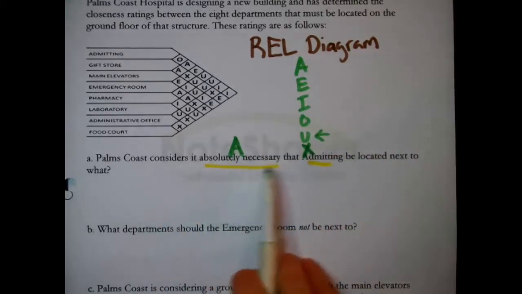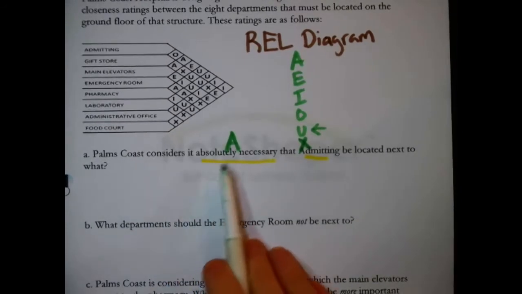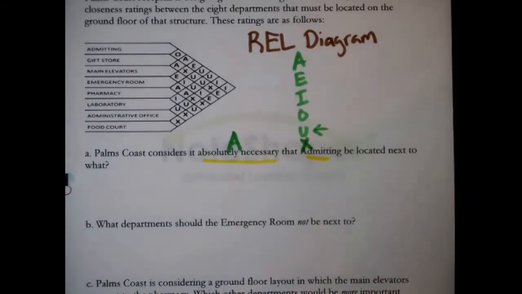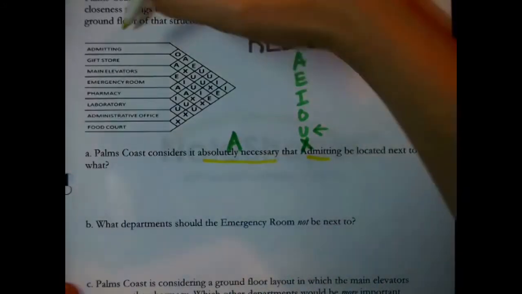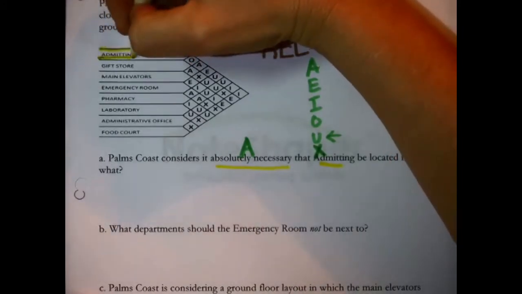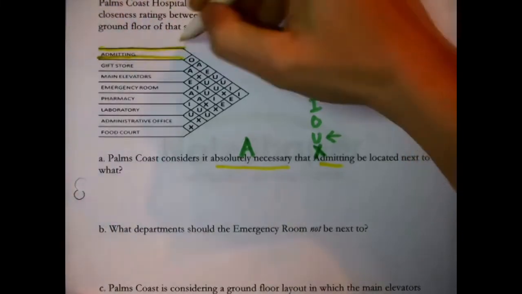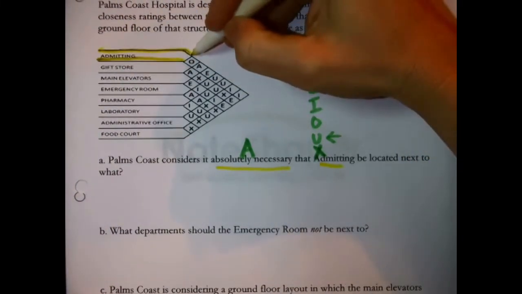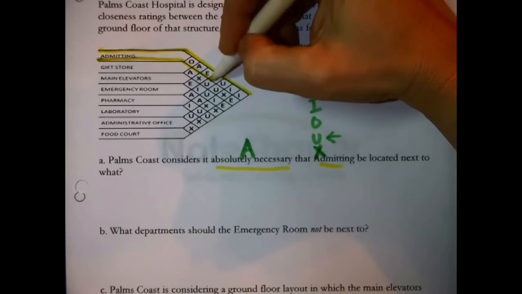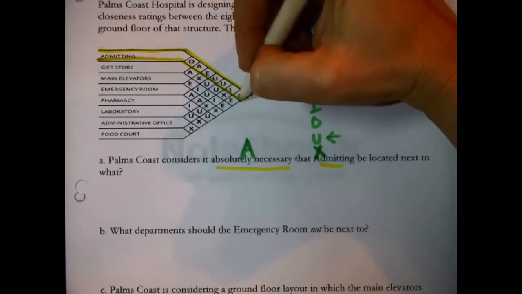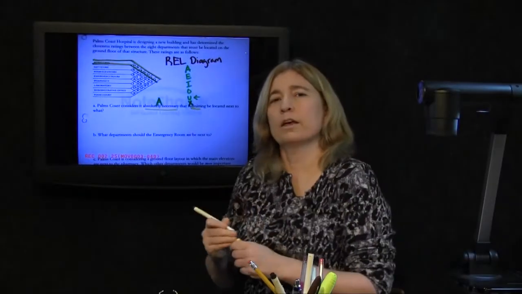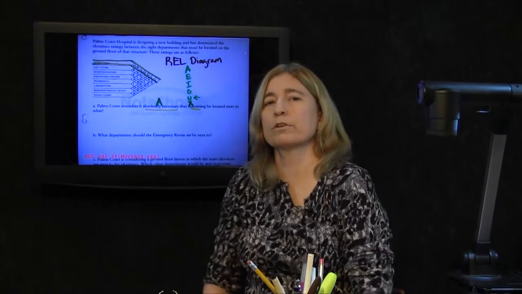I'm trying to translate this question. Palms Coast considers, where are the A's, that admitting be located next to who? Now where's admitting? Admitting's up here. Who is it that is awarded an A rating with admitting? On this REL diagram, what I'm doing is tracing all of the scores that are attached to admitting. And now what I do to answer the question is just look for the A's.